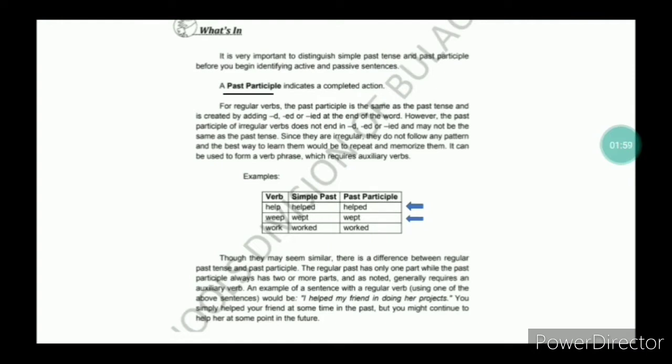Mom, we think that simple past tense and past participle are the same. How can we identify past participle and past tense in a sentence? So here is the first example for past tense. I helped my friend in doing her projects. It only means you simply helped your friend at some time in the past, but you may continue to help her at some point in the future. So if you analyze the sentence in the past tense, even though you already did the action in the past, you might still continue to do it at some point in the future. That is for simple past tense.